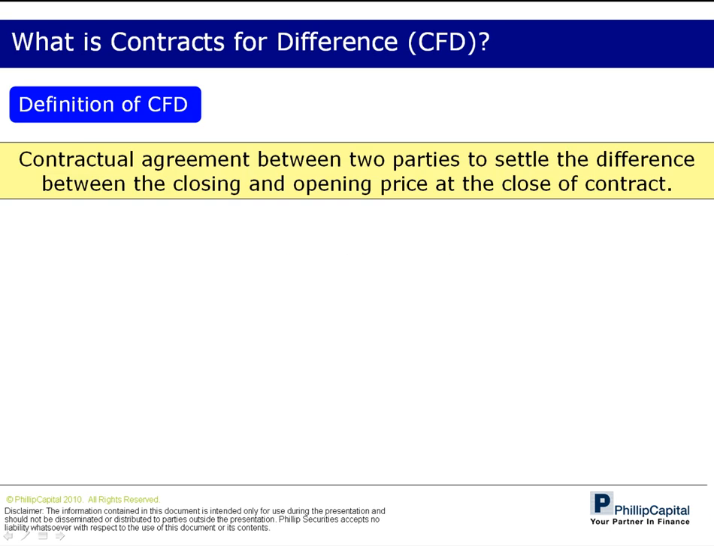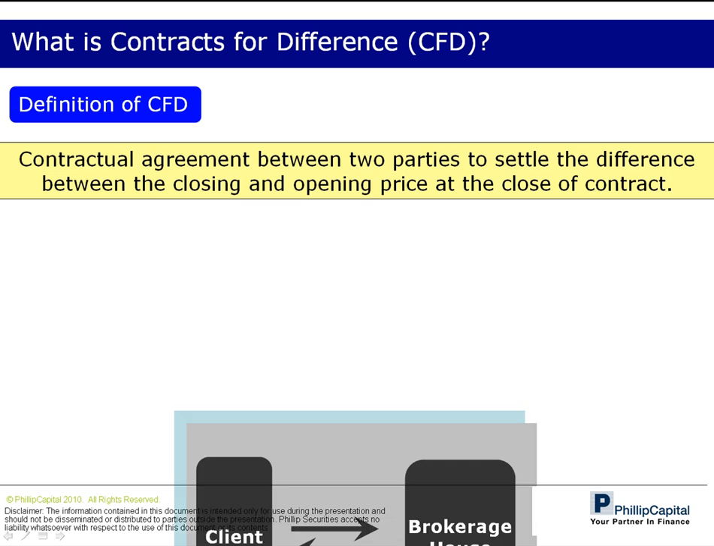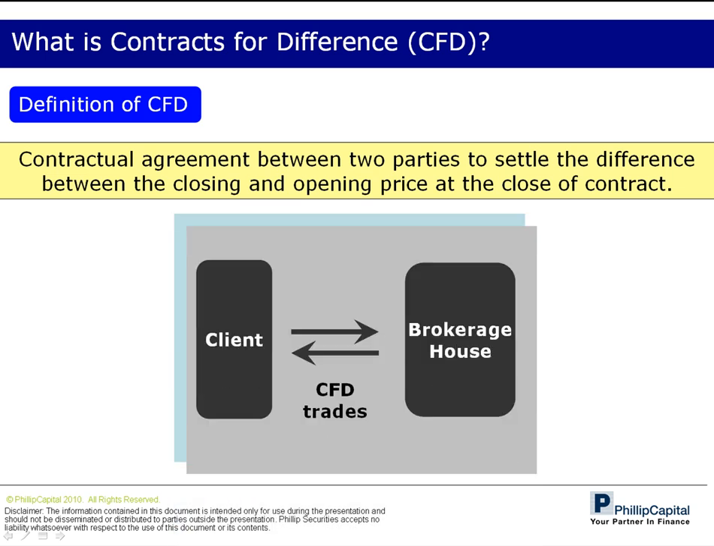A CFD is essentially a contractual agreement between two parties to settle the difference between the closing and opening price at the close of contract. For example, you bought one lot of ABC stock at $1 using CFDs and sold off the contract at $1.40. The CFD contract will state the opening price, closing price, quantity transacted, and profits or losses due to this transaction. The agreement is between yourself as a client and Phillip Securities, which means when you buy, Phillip Securities is selling to you. When you sell, Phillip Securities is buying from you. That means Phillip Securities is the liquidity provider and your counterparty.